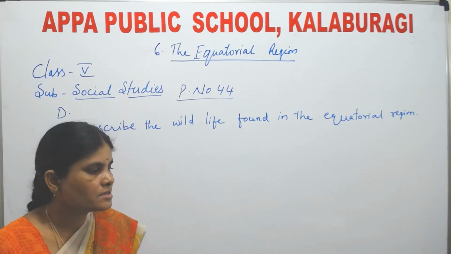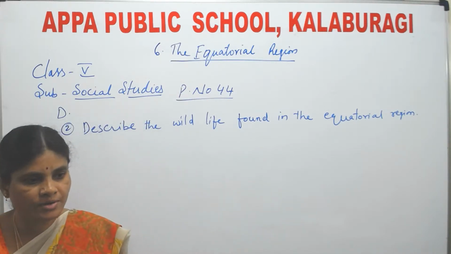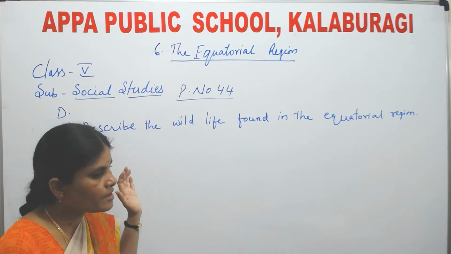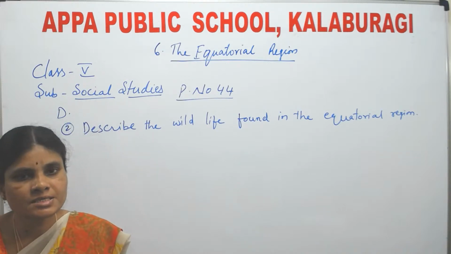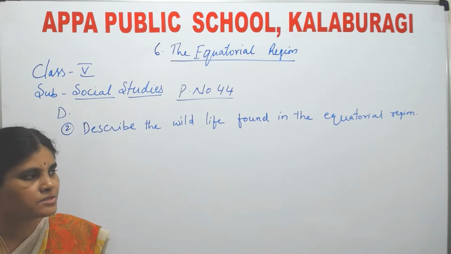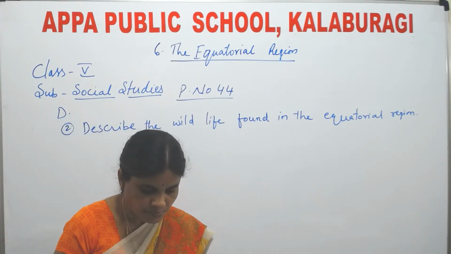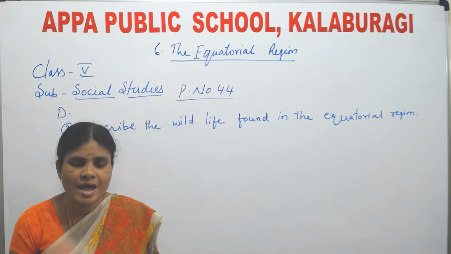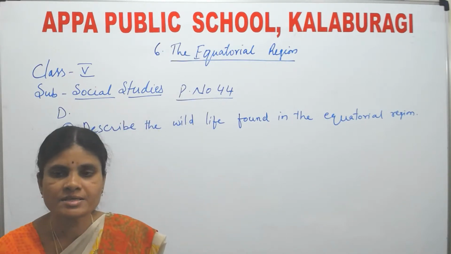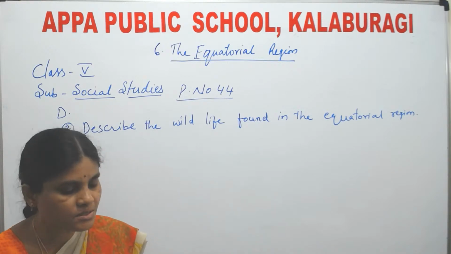Why? Listen here. The equatorial region receives high temperature and heavy rainfall. That is why it has the densest forest. As it has the densest forest, wildlife is also more. That means animals living in this region are also more. Not only animals, varieties of birds, insects, and butterflies also live in this region.